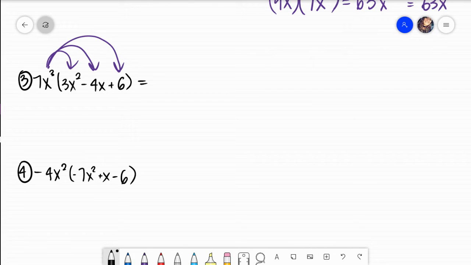So 7 times 3 is 21. x cubed times x squared, multiplying variables, keep and add. 7 times 4 is 28. Signs are different, so it's negative. x cubed times x is keep and add. 7 times 6 is 42. Signs are the same, so it's positive. x cubed times no x is just x cubed.